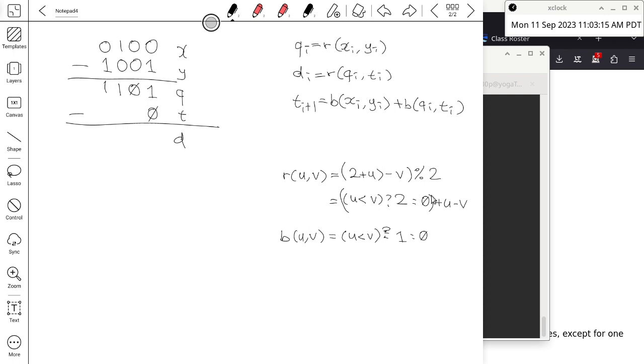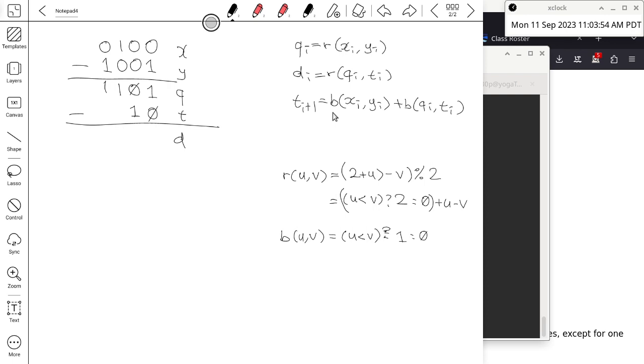So, and then we have to add to it the b of qi, ti, qi or q0 in this case is a 1, t0 in this case is a 0, so we plug those values in here, u is a 1, v is a 0 this time, 1 is less than a 0 is false, so we return a 0, so this entire right-hand side of the addition is a 0, but the entire left-hand side is a 1, 1 plus a 0 is a 1, so we put a 1 over here. That's a very long, spelled out, tedious way of actually figuring out what t of 1 should be.